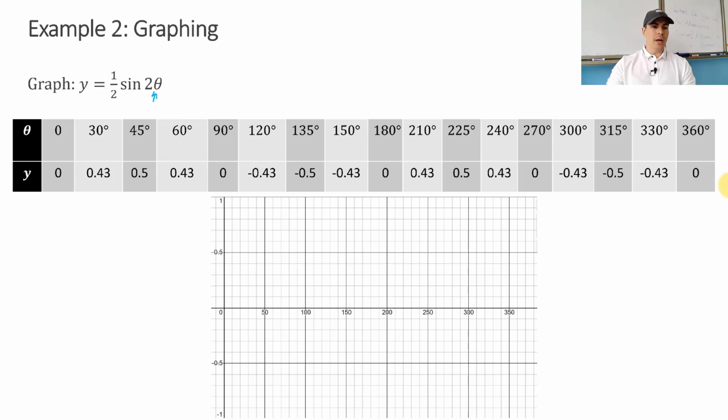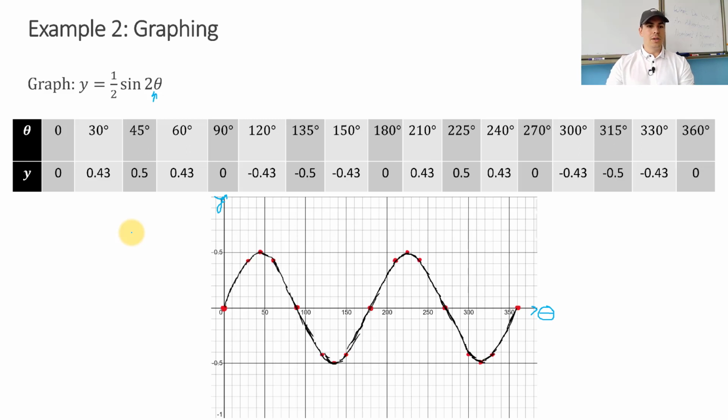Then you just go ahead and graph these points one by one. So I have 0, 0, 30 degrees, 0.43. It is worth mentioning here that my x-axis here is degrees. This is my angle theta. Horizontal axis is theta here, and our vertical axis is y. So we're just going to go ahead and keep plotting our points. I've got 45 degrees, 0.5. I've got 60 degrees, 0.43, 90 degrees, 0, and so on. I just keep graphing each one of these points. Graph them, graph them, and then you can go ahead and connect the points, and you have your graph.